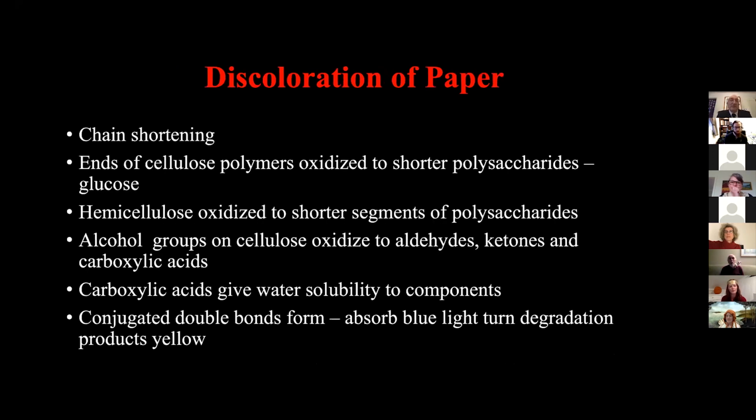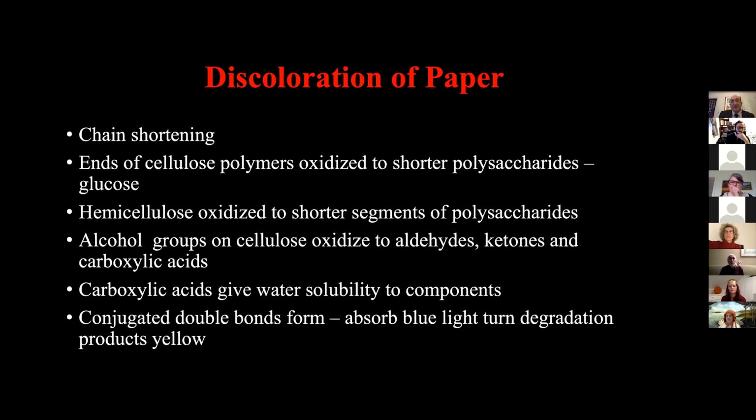So when we think of discoloration of paper, we have a number of things going on. We have chain shortening, so our cellulose and hemicellulose chains can get shorter from that oxidation of the cellulose. The ends of the cellulose polymers can be chopped off and shortened to shorter polysaccharides, and even down to the point of becoming practically free glucose, which can then oxidize to hemiacetals, which can be very colored, and that can be some of the degradation product we see. The hemicellulose is oxidized to shorter segments of polysaccharides.